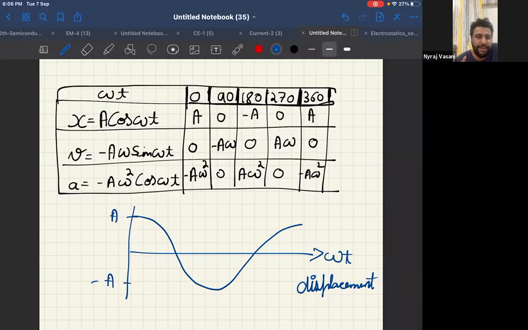Otherwise, for JEE, I'll tell you how the question will come. Displacement of a body is given as x is equal to a sine omega t. Then which of the following is the graph for acceleration? Indirectly, what did they tell you? They said displacement of a body is a sine omega t. That means they told you the body is starting from mean position. And then you should know what the graph for acceleration is.